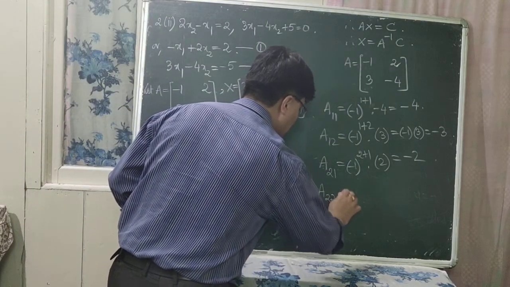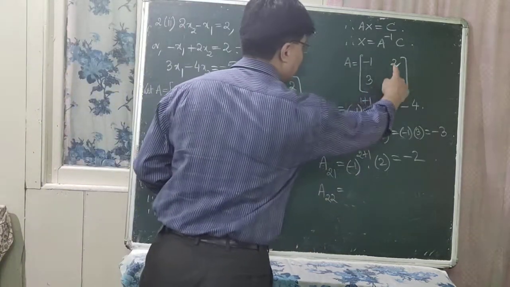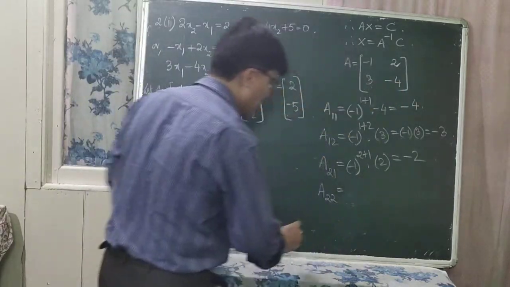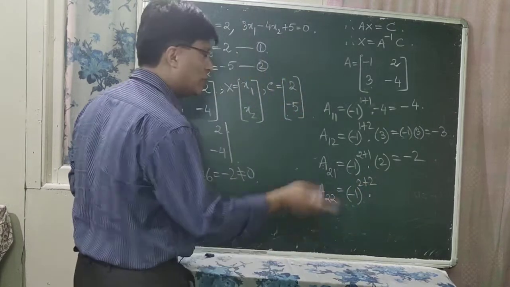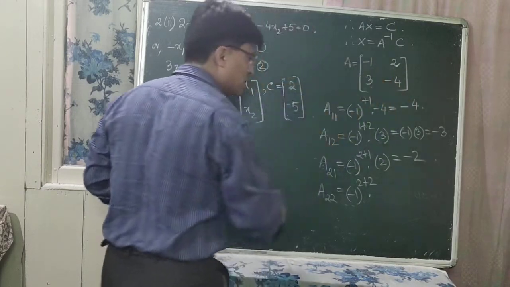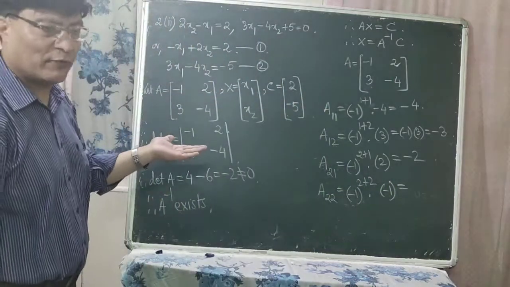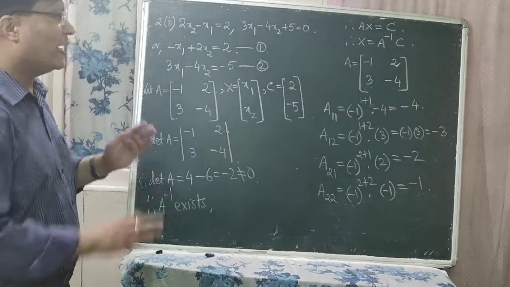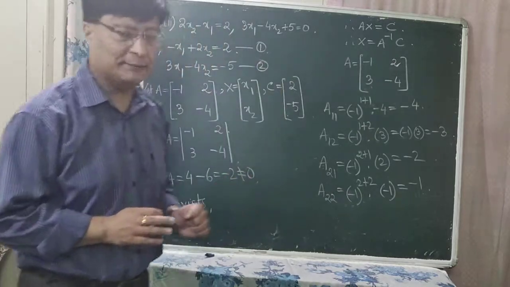Then comes what? A22. That is the cofactor of the element belonging to the second row and second column. That is minus 4. What is the cofactor of minus 4? First of all, consider the sign. Minus 1 whole to the power 2 plus 2. Now delete the row and the column through the element minus 4. Second row and second column are deleted. What remains? Minus 1. Minus 1 whole to the power 4 is plus 1. Plus to the minus is minus 1. Is that clear? So we have determined the cofactors of each element of the matrix A.